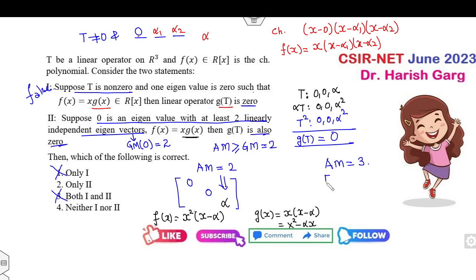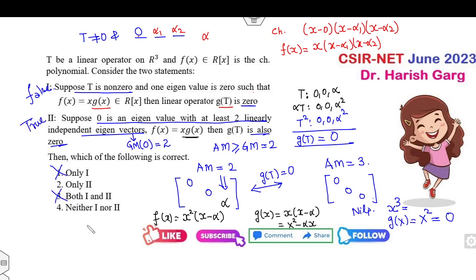So for this case, g of T is 0, satisfied. Now look at this case. If algebraic multiplicity of 0 is 3, what is the meaning of that? Can you tell me? That means it is a nilpotent matrix. Once it is a nilpotent matrix, the characteristic equation is x cube. So then your g of x will be x square, and since it is a nilpotent matrix, g of T is also 0. So in both the cases, we get g of T is 0. So this is the correct statement. So only the second is the right answer of the problem.